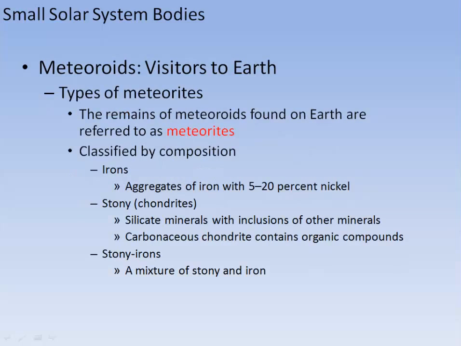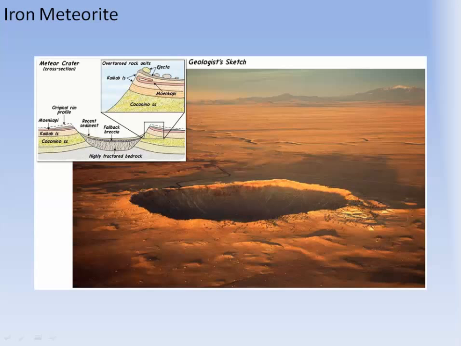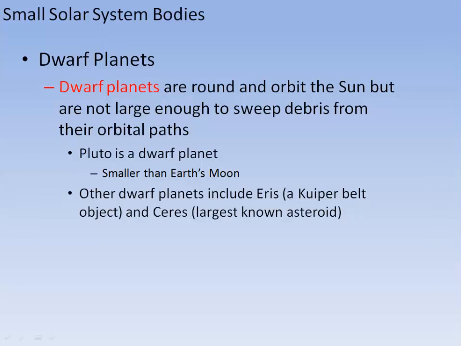Types of meteorites. The remains of meteoroids found on Earth are referred to as meteorites, classified by composition. The irons are aggregates of iron with 5 to 20% nickel. The stonies, or chondrites, are silicate minerals with inclusions of other minerals, and carbonaceous chondrites contain organic compounds. Stony irons are a mixture of stony and iron. So here, there's a meteorite crater where an iron meteorite hit.